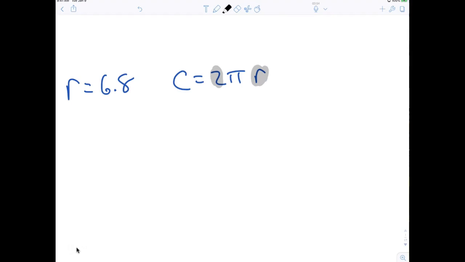Is it 2 times pi r or pi r squared? Pi r squared is area. You with me? You measure. That's coming up right after this section.